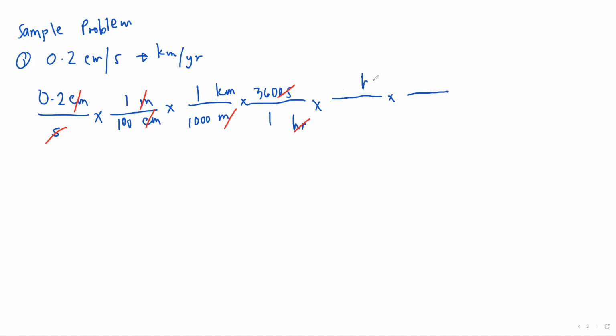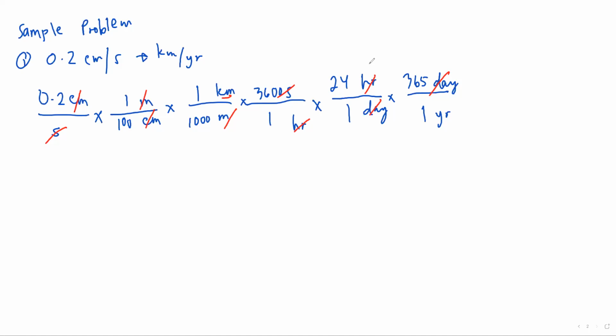So, hour, day, day, year. Okay, so 24 hours, 1 day, 365 days, 1 year. Okay, so ayan, and then ayan. So yung natira sa atin, kilometer per year. Okay, so proceed na tayo sa calculation.